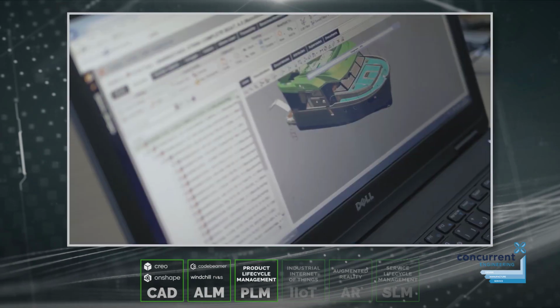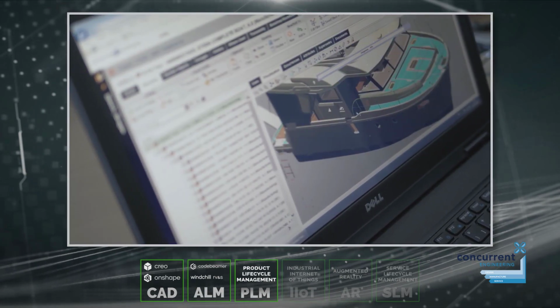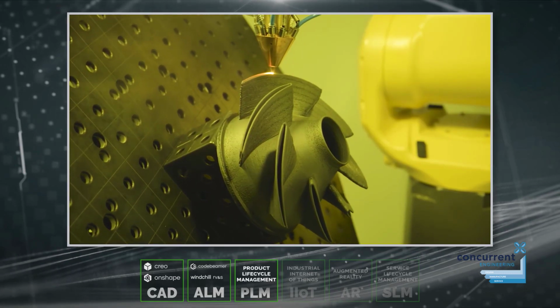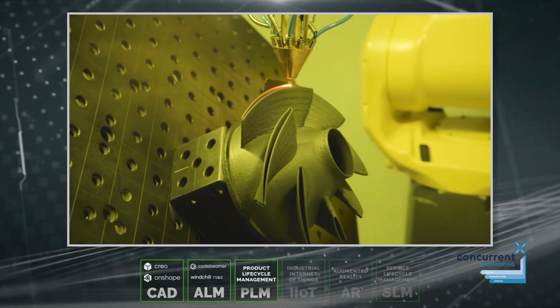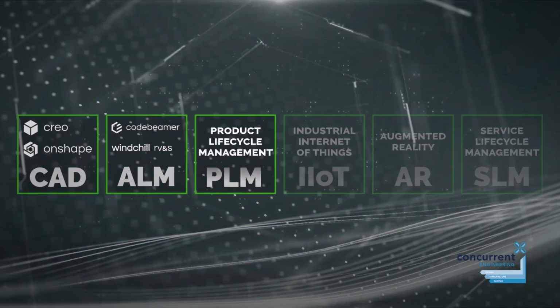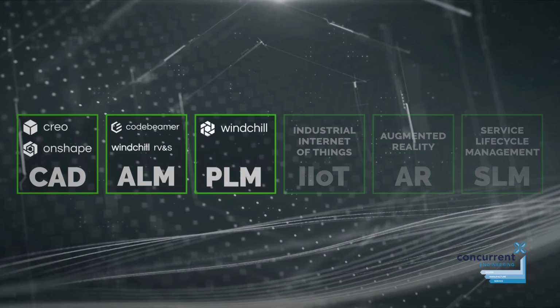Using PLM, manufacturers are building more sustainable products built from eco-friendly materials, reducing energy consumption and carbon use in their production, and maximising recyclability at the end of their useful life. PTC's brands for PLM are Windchill and Arena.